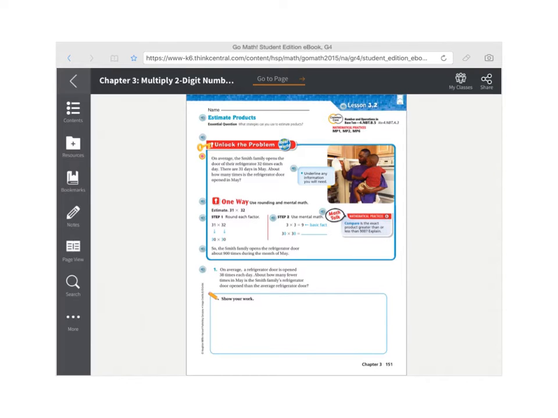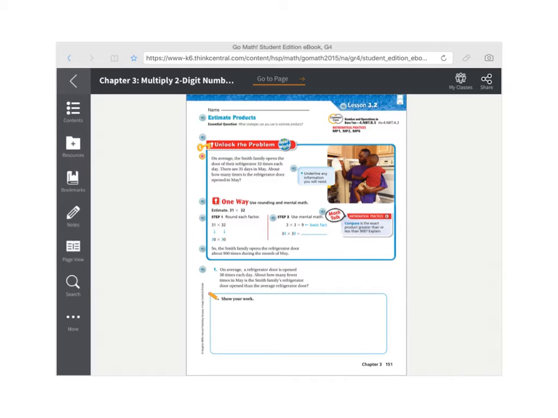This lesson is 3.2 in Go Math. It is on estimating the products. The essential question says, what strategies can you use to estimate products? So what we're going to do is start by reading the problem and doing CUBE. So circle the numbers, underline important information, and box the question.